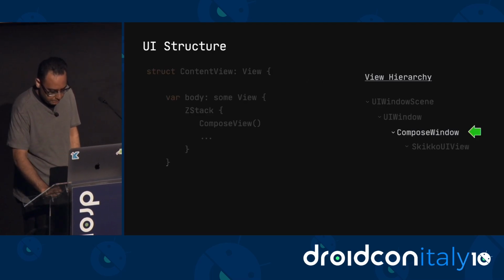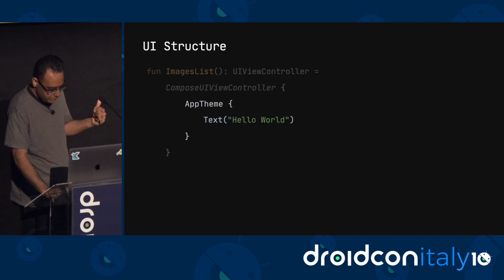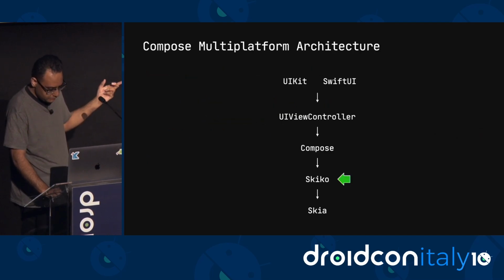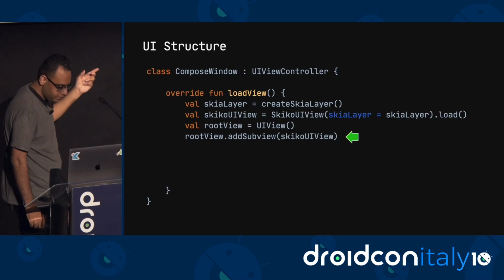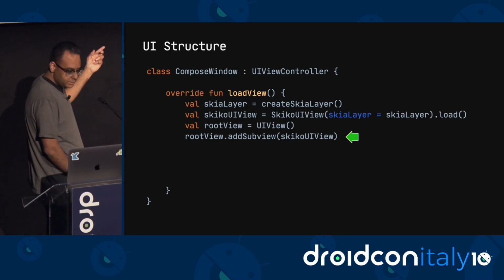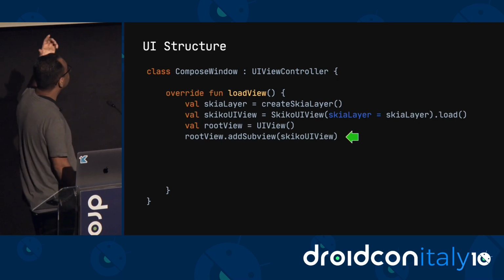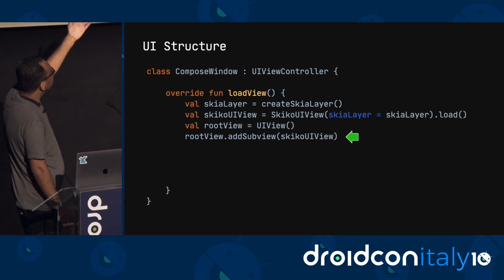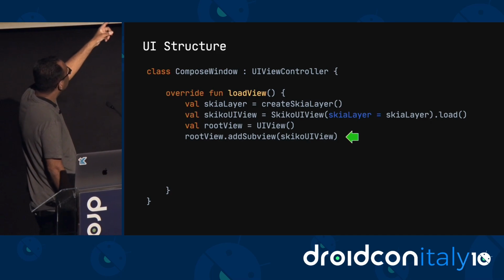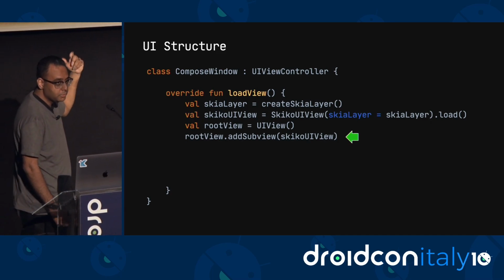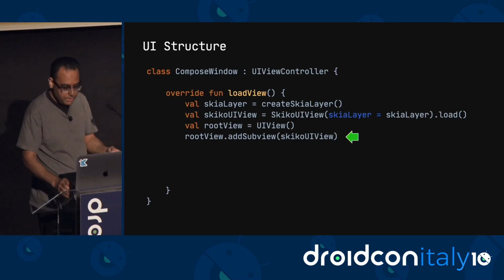So basically, the Compose window sets up the window, and it takes this piece of code, which is the content, and then it goes in here and creates the layer. As you can see there, this is a UIViewController. It has to be, because iOS understands only this UIViewController world, and it's setting up that Skiko view, you can see right there, and adding it as a subview, which is what you saw in the view hierarchy. So the load command is important.